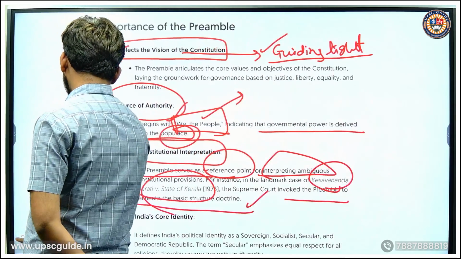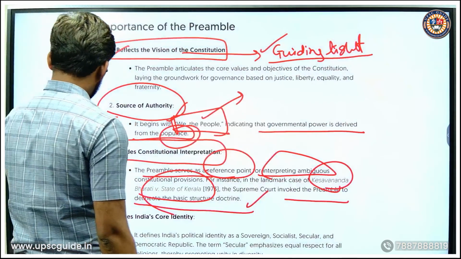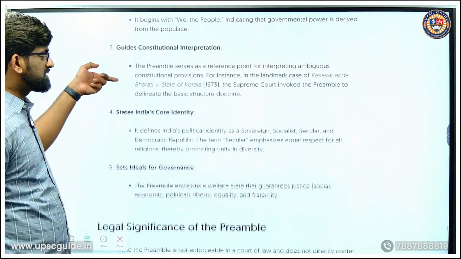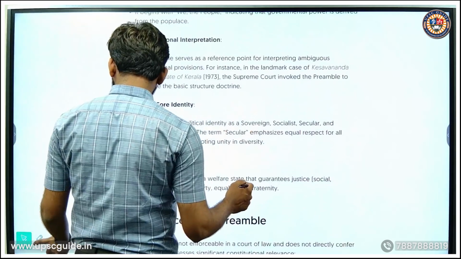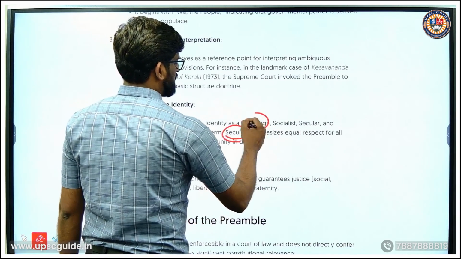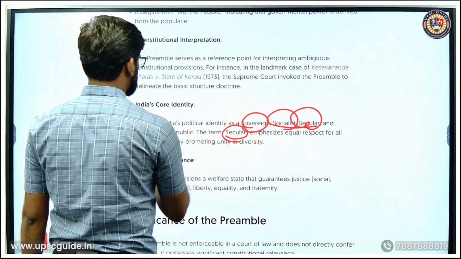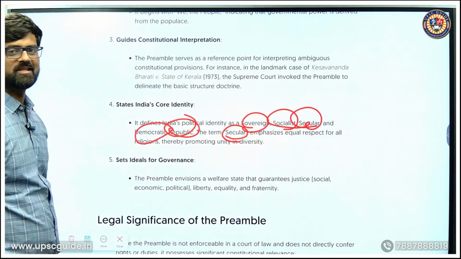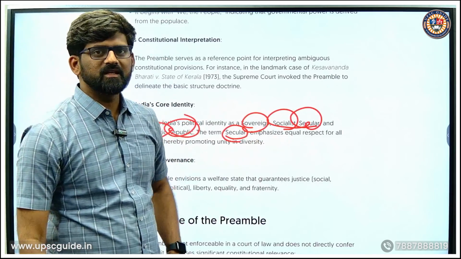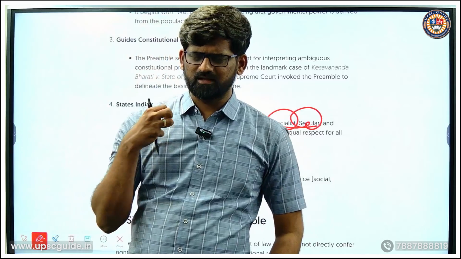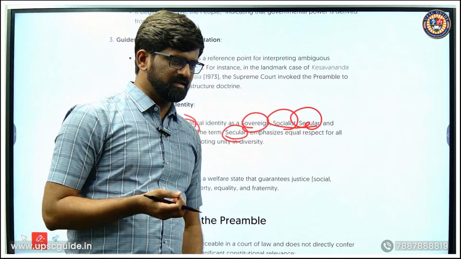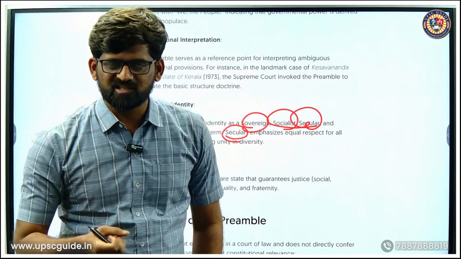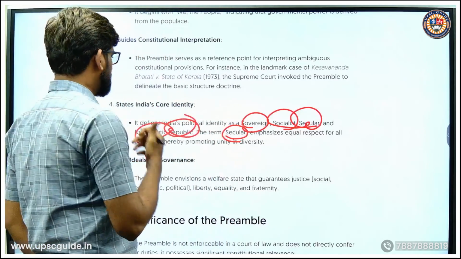At the same time, it states India's core identity, that is, India is a sovereign country, India is socialist, India is secular, India is democratic, India is a republic. All these are the identities of India. These are the identities that we want to achieve and strive for. So it is very significant.